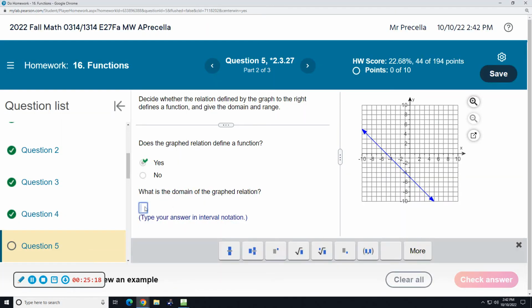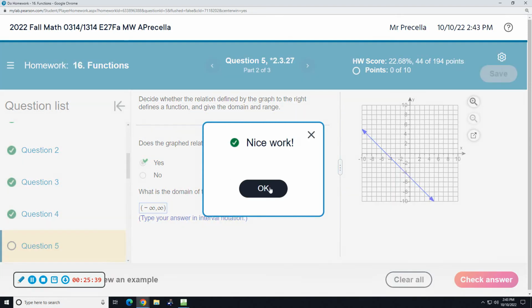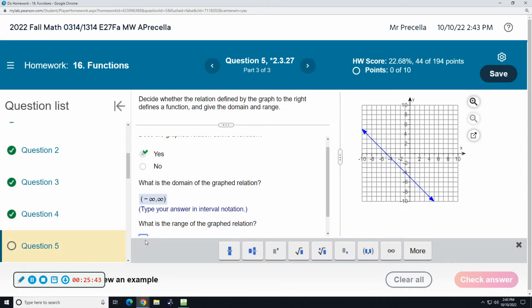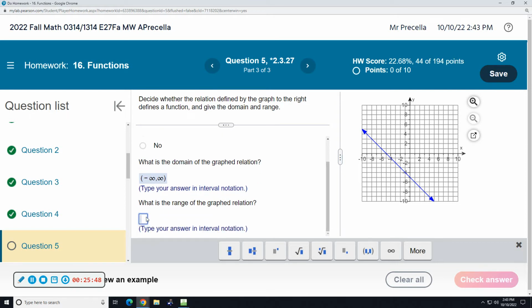What is the domain of this slanted line? That should have been, you could make a much stronger statement than the domain of this graphed relation. It could have said, what is the domain of a slanted line? For any slanted line, the domain is negative infinity to infinity, and so is the range.